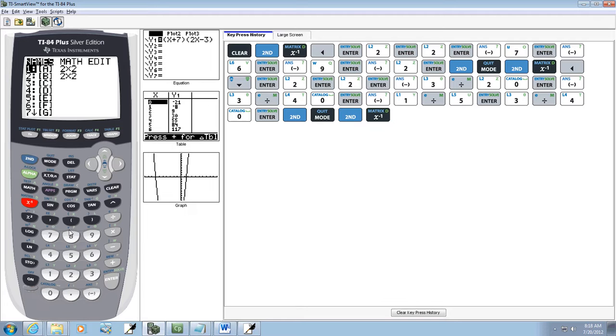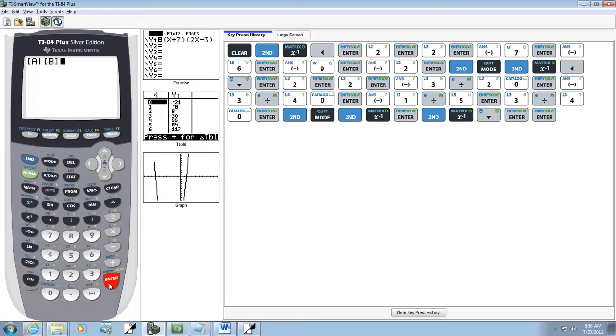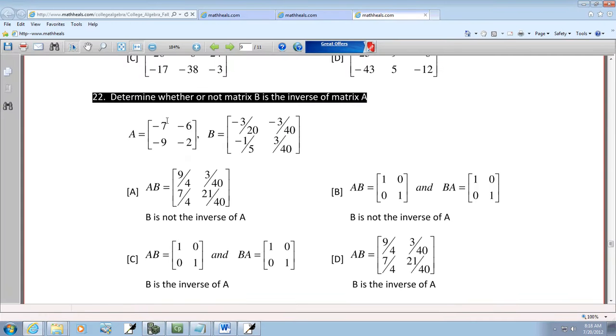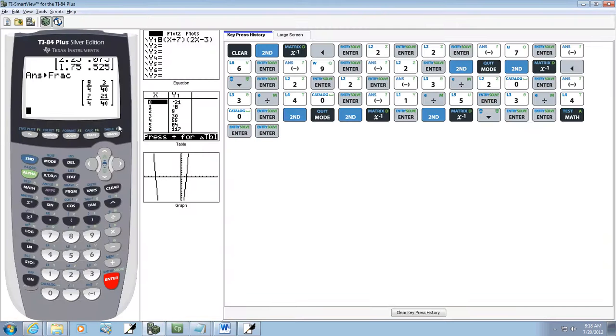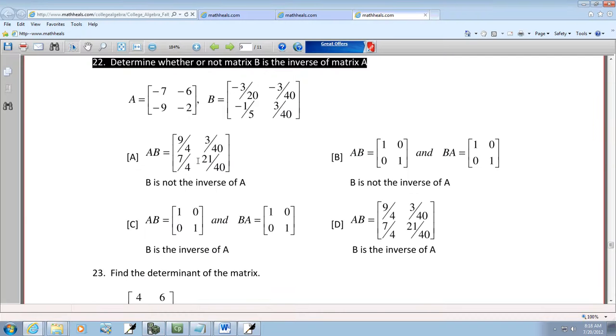So I go into my matrix menu, second x to negative 1. I do enter on A. Go back into my matrix menu, down arrow to B, press enter, and then enter again. And I get math, enter. Well, that changes it to fraction form. Definitely it's not a diagonal of 1s and 0s everywhere else. What did I just do there? Was it A times B, I think? Yeah, A times B. So it looks like the answer is actually A.